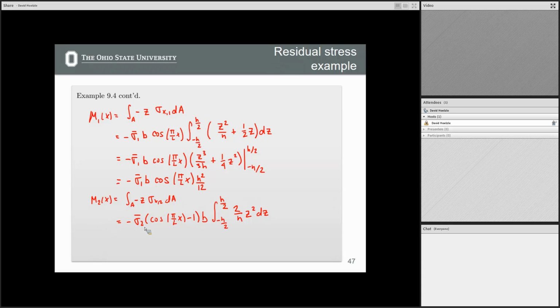Okay, then we integrate this. I'll skip to the chase because this is just integration of a pretty simple function, just z squared, right? And we're going to get this right here. Okay, so everything's good? Okay.